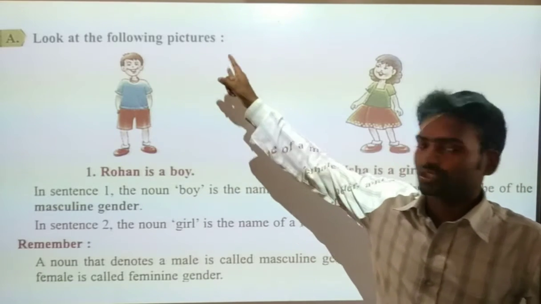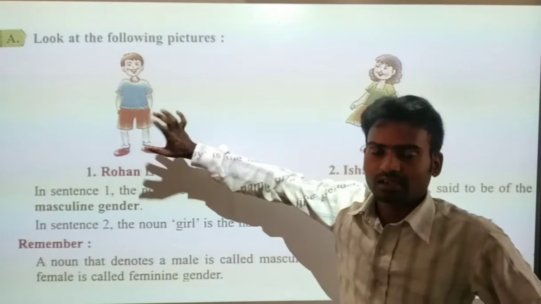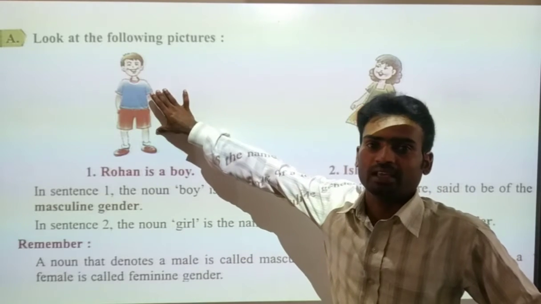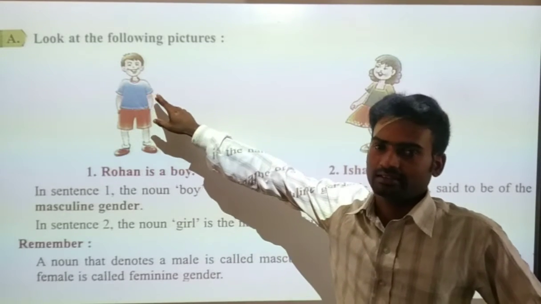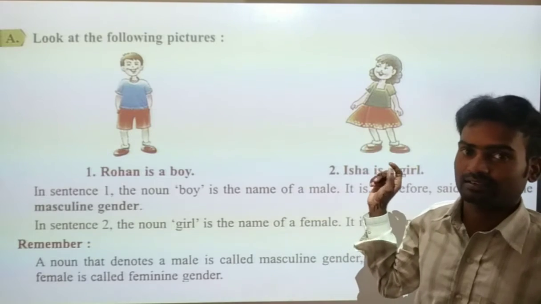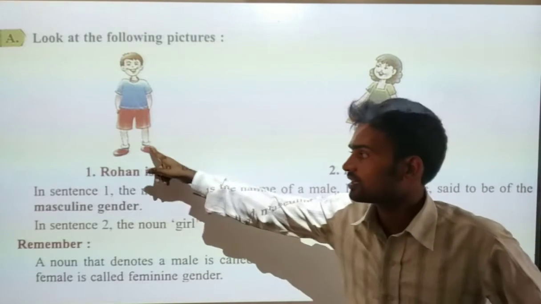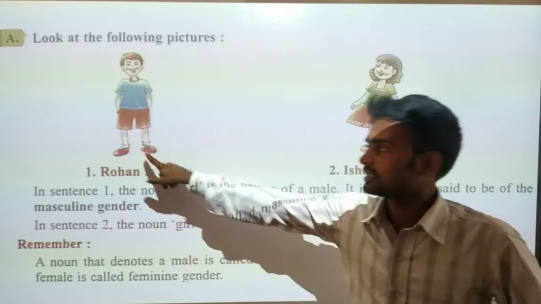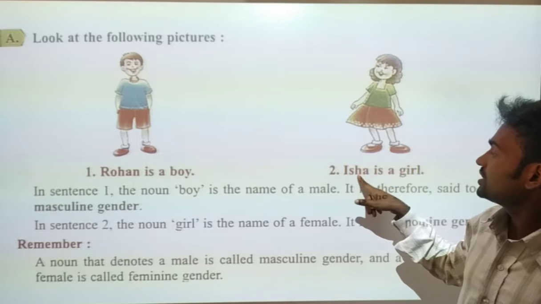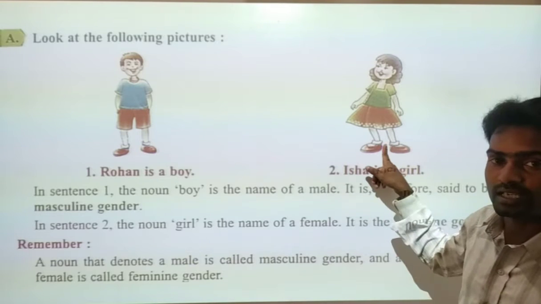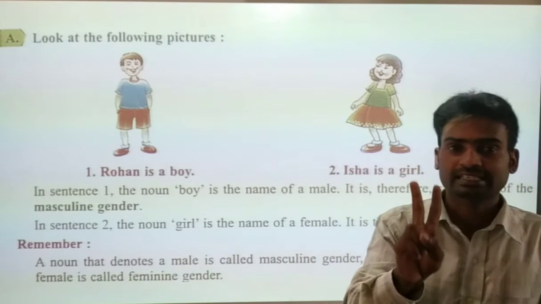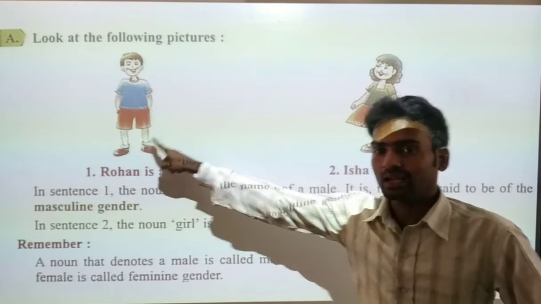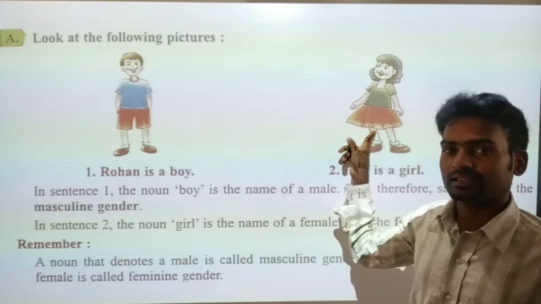Look at the following pictures. See the picture. What do you guess in that? Right? He is a boy. Ye ladka hai. Aur ye ladki hai. She's a girl. He's a boy. Rohan is a boy. Yes? Ye ladka. Isha is a girl. So she's a girl, ladki. So two categories is boy or girl, male or female, right? So we have two types.